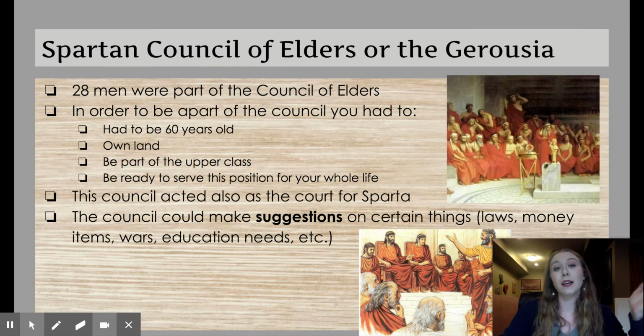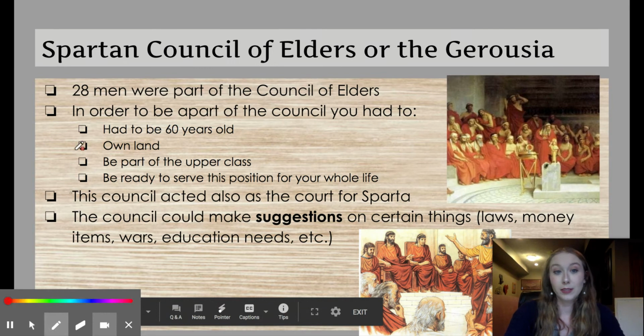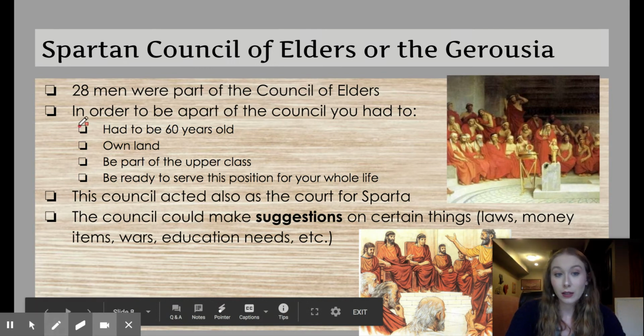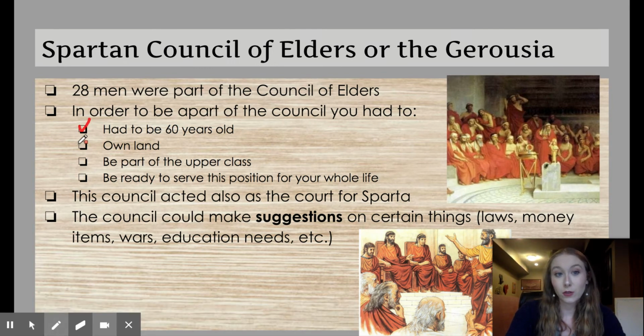The next area is the Council of Elders, also called the Gerousia. The Gerousia, or the Council of Elders, is made up of 28 men. And in order to be part of the council, you have to be over 60 years old. You have to own land. So if you own land, you're probably also a member of the upper class. And you have to be ready to serve for your entire life. These are lifetime appointed positions.